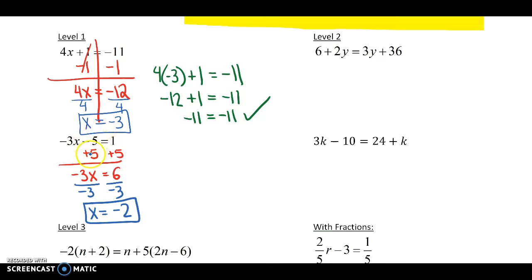To undo subtraction, you use addition. So minus 5 and plus 5, there'll be 0 5s on this side. But whatever you do to one side, you've got to do to the other. So I have to add 5 to 1, and I get 6. Then I have negative 3 times x.